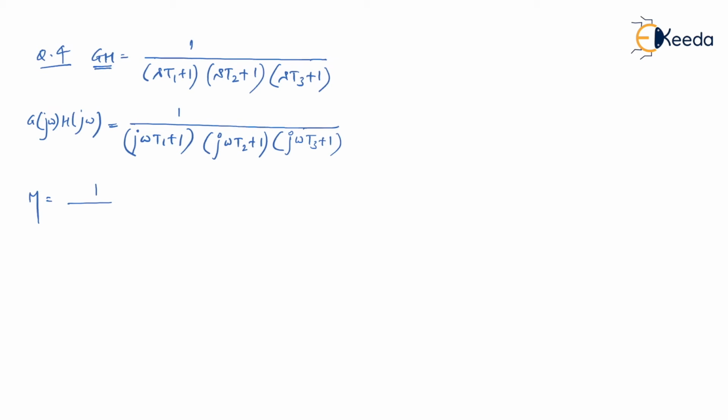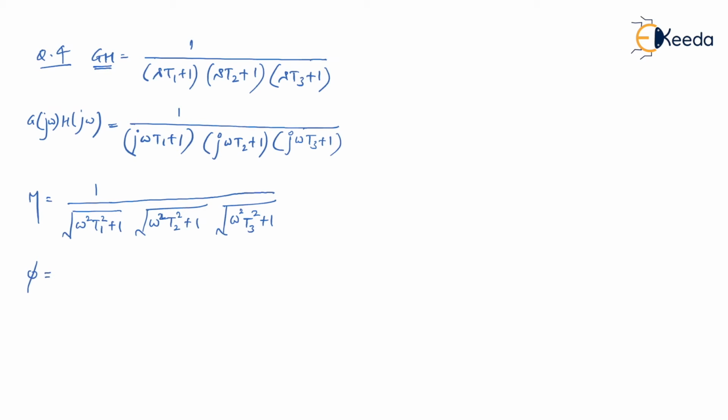So the numerator magnitude is 1 divided by the magnitude of every bracket over here. That is under root of real part square plus imaginary part square. It is under root of omega square T1 square plus 1, then under root of omega square T2 square plus 1, multiplied by under root of omega square T3 square plus 1. I'm sure you understood this.